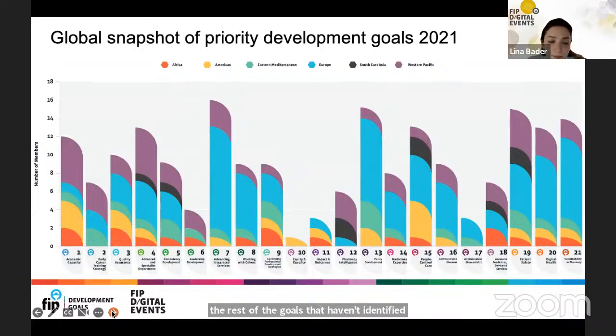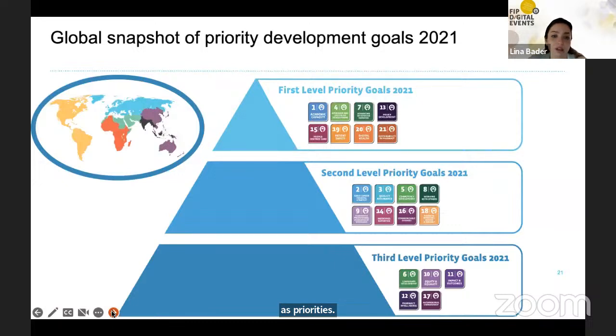In the next slide, we are able to see the same results, but perhaps in a different way. So in order to simplify the way the priorities have been identified, we have divided them into 3 levels: first level priority goals, second level priority goals, and third level priority goals. It's very important here to say that this doesn't mean that the third or second are less important than the first. This is just a visual way of illustrating the frequency of the priorities.